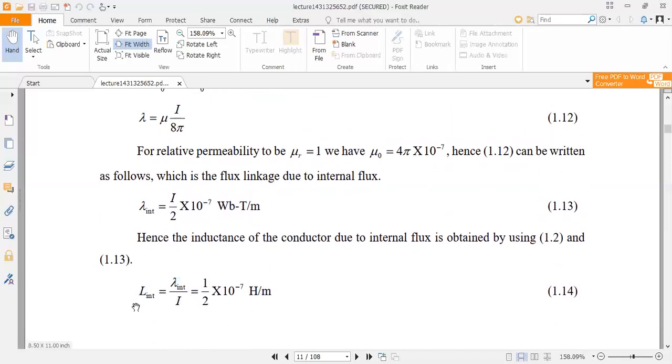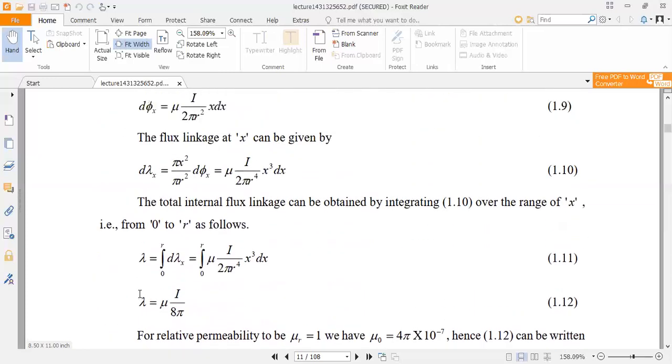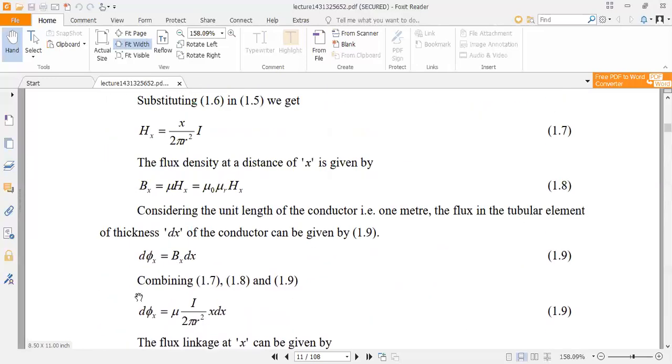This is the formula of inductance due to the flux linkage inside of the conductor. So once more I repeat these calculation steps.